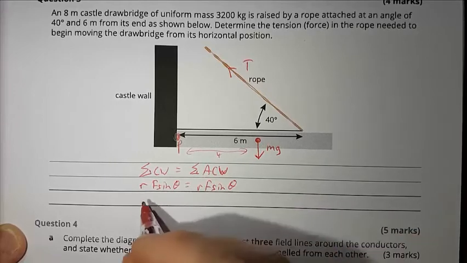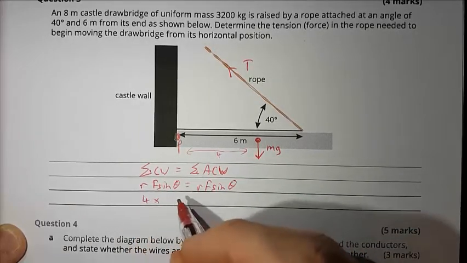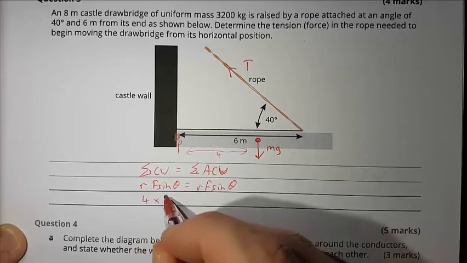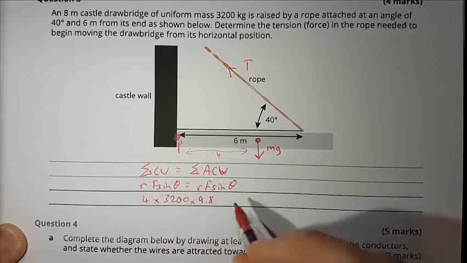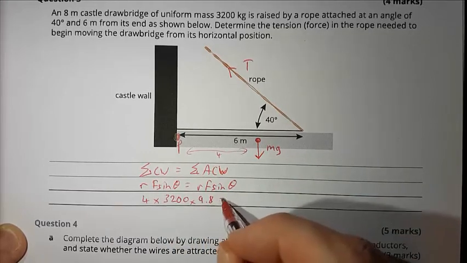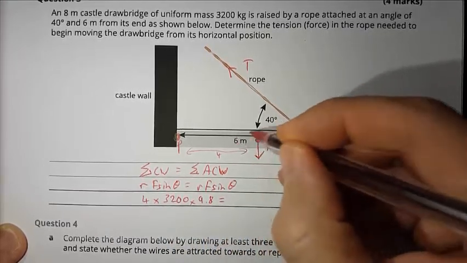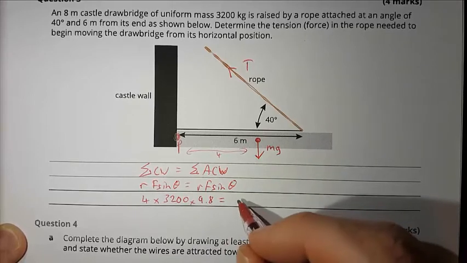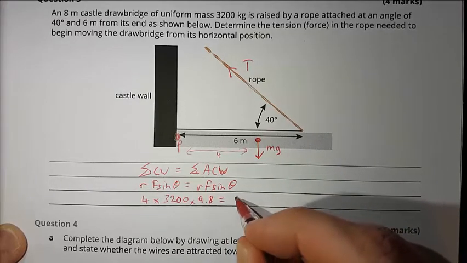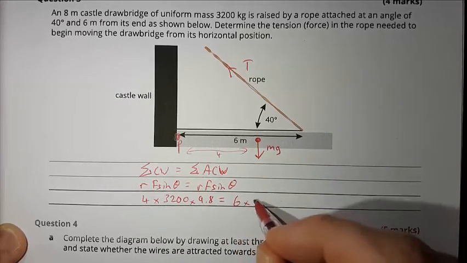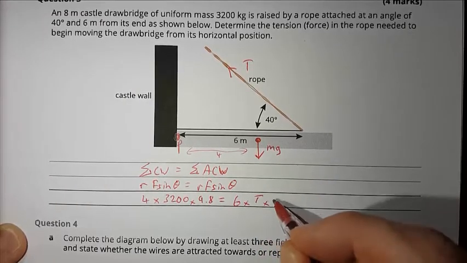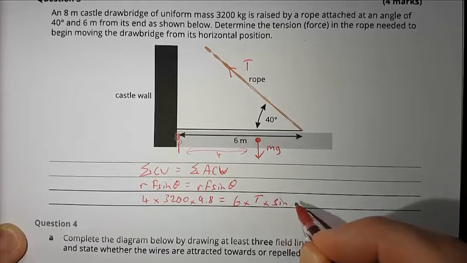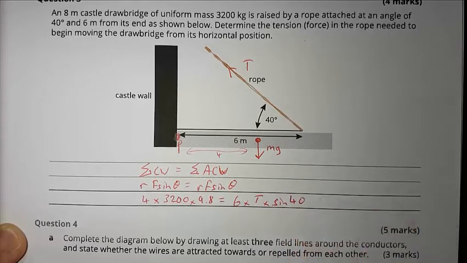So on the left hand side, clockwise, we're going to have 4 times the force, which is 3200 mg, times 9.8. Sine theta is just going to go to 1 because it's acting perpendicular to the arm, and R in this case is going to be 6, times your tension, times your sine theta, which in this case is going to be sine 40.